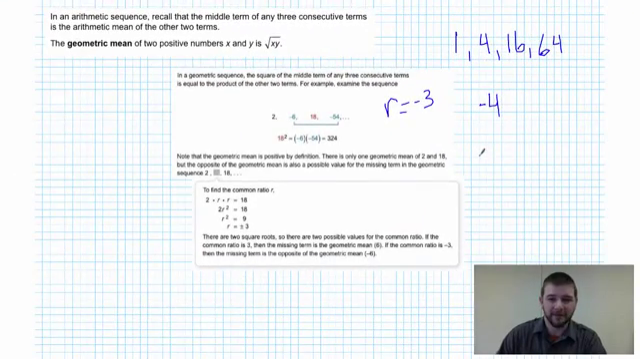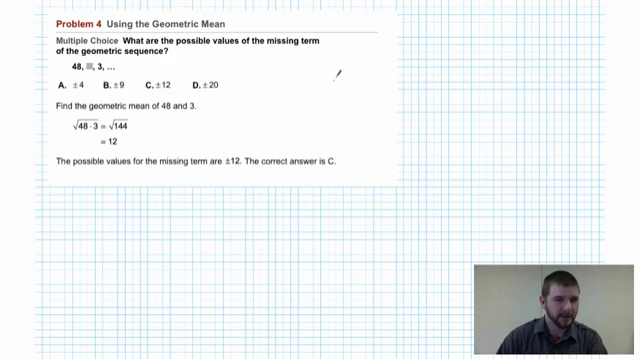That's what this is trying to convey, is the fact that if we have an unknown value, it's possible that that unknown value is either positive or negative in some situations. So it's a very good idea to check both the positive version of the geometric mean and the negative version of the geometric mean. So let's put the geometric mean to use in finding a possible missing value in a geometric sequence. This one's multiple choice.